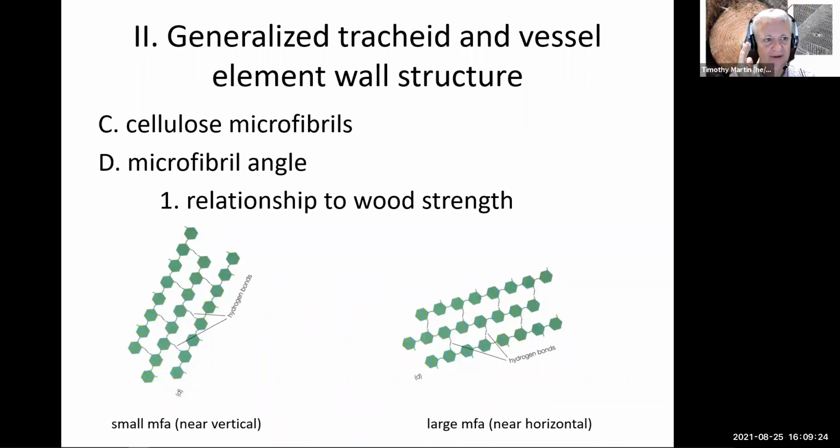Interestingly, that angle ends up determining the stiffness of the wood derived from wood containing those tracheids. The smaller the microfibril angle of the cellulose microfibrils in those cell walls, the more stiff the wood. And the larger the microfibril angle, in other words, the less vertical the microfibrils are laid down, the less stiff the wood. So this is really interesting. This basically means that at the microscopic or molecular level, the angle at which those microfibrils are laid down in the cell wall determines how stiff, for instance, a 2x4 might be that's derived from that wood. And there's a reason for that.